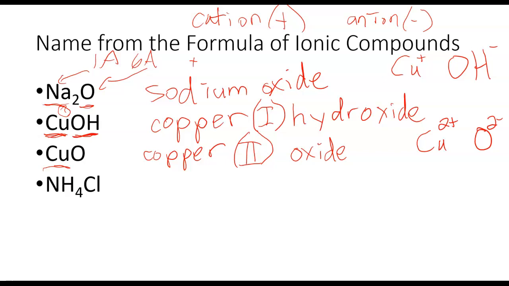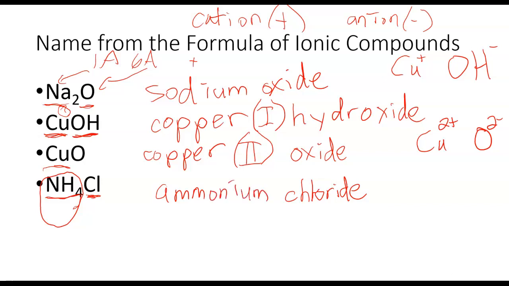This last one here, NH4, Cl. So Cl, we know we've used that one before. That's our negative ion, so chloride. NH4, we've got more than 2 elements here, so that's a pretty good big clue that there's a polyatomic ion going on here. The polyatomic ion we have here is NH4, which is ammonium. So the name of that is ammonium. You can find that on our polyatomic ion chart. So the final name of this compound is ammonium chloride.